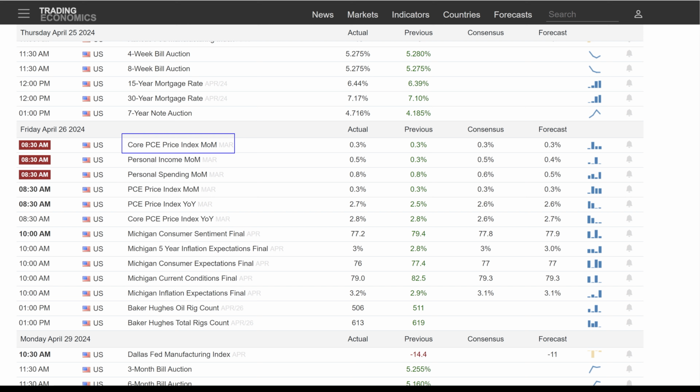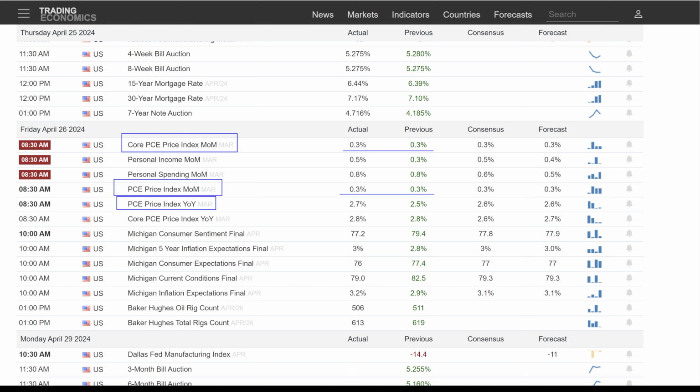Core PCE price index month over month, same as before, 0.3. As expected, but 0.3. It's not coming down. On the month over month general, 0.3, 0.3. So it's not going down. It's not good news. It's not bad news because it's not increasing, but there's no progress.